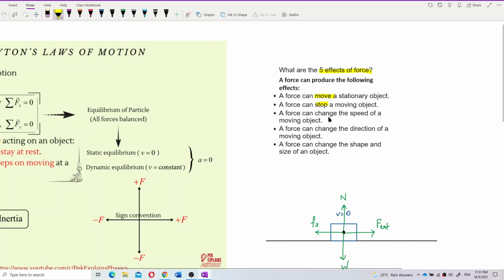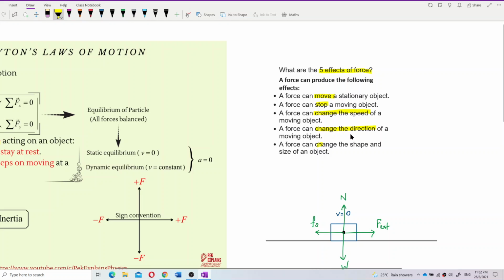A force can also change the speed of a moving object. Maybe accelerate the object or decelerate the object, slowing down the object or speeding up the object. A force can also change the direction of a moving object. Maybe the object is moving to the left, and now you change the direction. A force can change the direction from going left to going right.